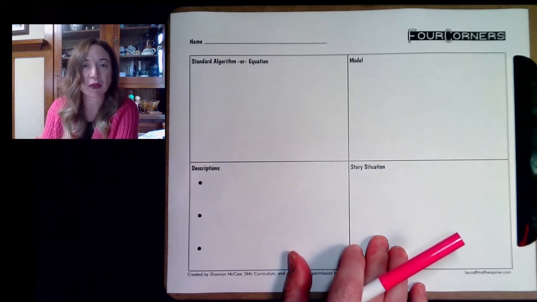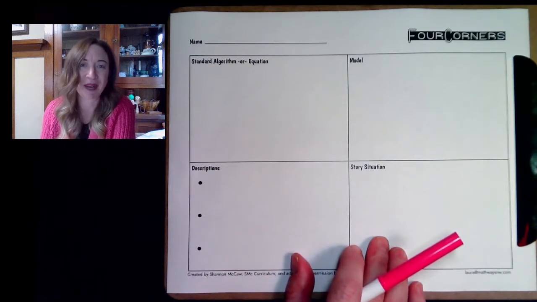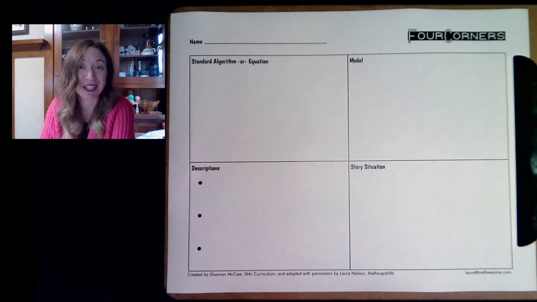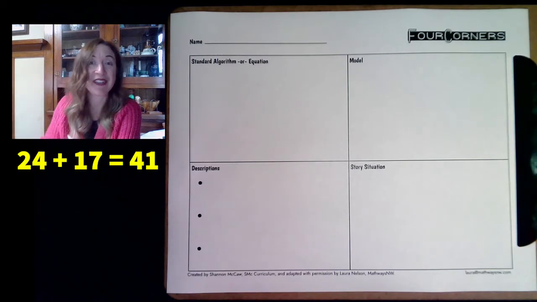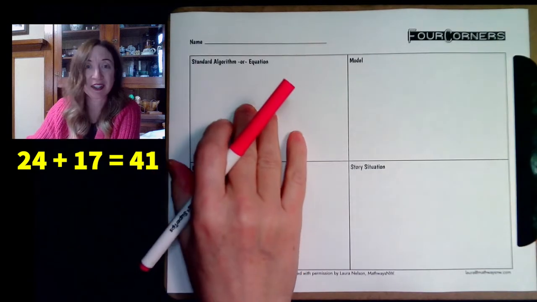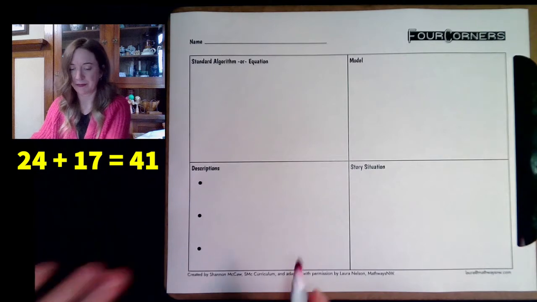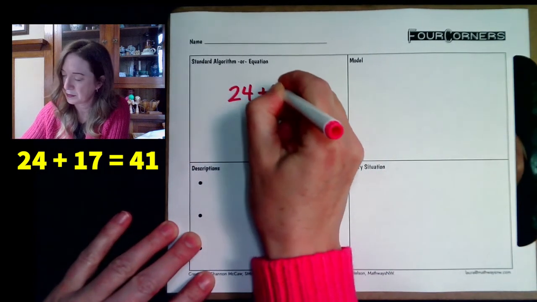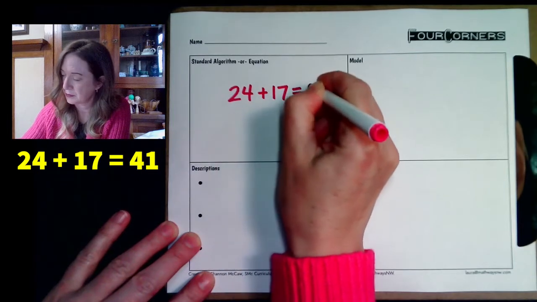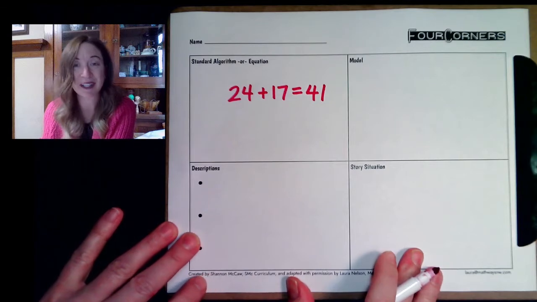But the idea of Four Corners is your teacher is going to give you one of the corners and then you are going to fill out the rest. So your teacher is going to give you an equation that looks like this, and then it's your job to write that in the first box where it says standard algorithm or equation. Now, the next part is up to you.